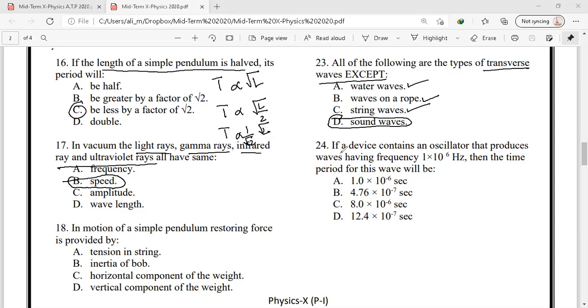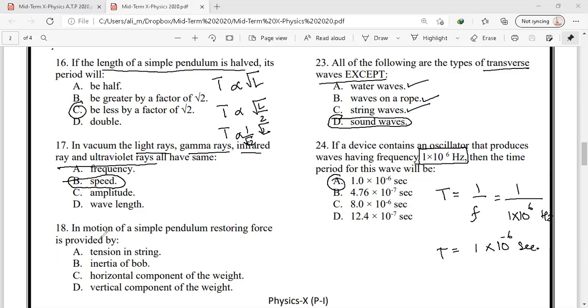Question number 24. If a device contains an oscillator that produces a wave having the frequency of 10^6 hertz, then what will be the time period? So time period is equal to 1 over f. So 1 over f means 1 divided by 10^6 hertz. So 1 divided by 1 will be 1, and 10 raised to the power 6 will become minus 6 seconds. So time period is 10^-6 seconds. The correct option is option A.